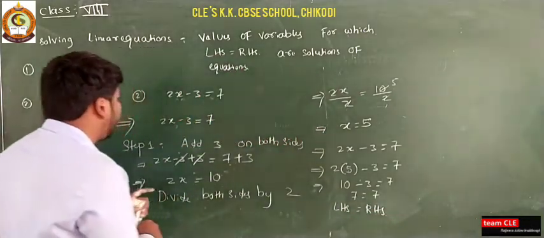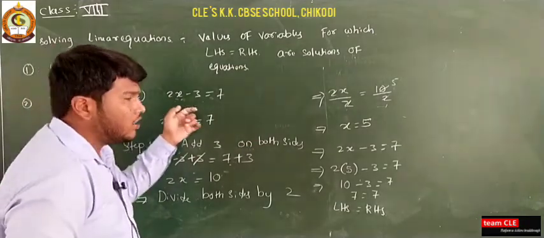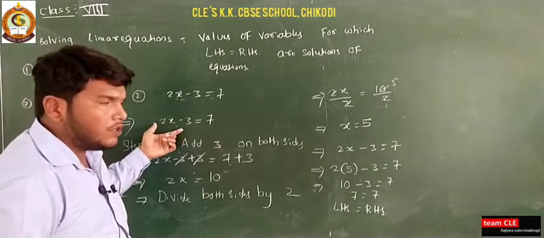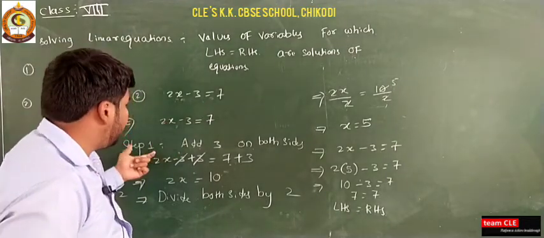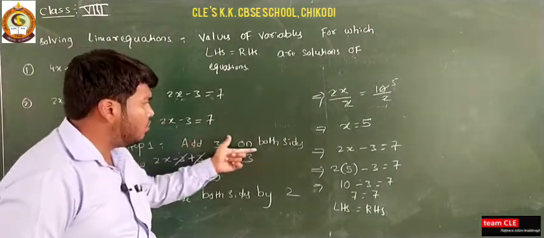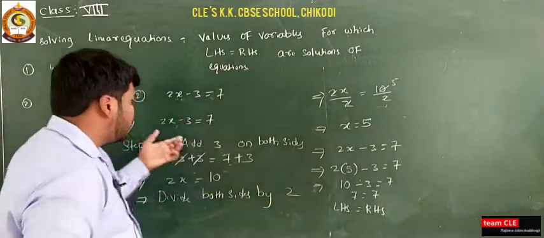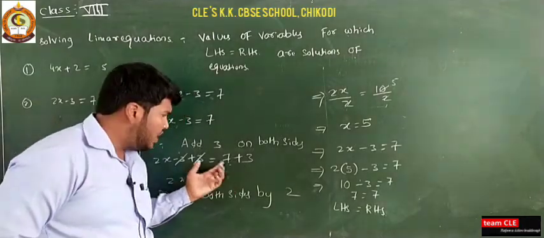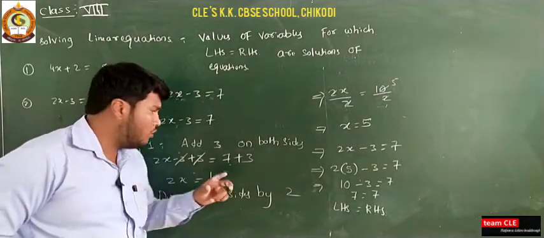Okay, so the first thing I have to do is write the given equation: find the solution of 2x minus 3 which is equal to 7. First write the given thing, 2x minus 3 equal to 7. Step 1, add 3 on both the sides. If I add 3 on both sides, I am getting 2x minus 3 plus 3 which is equal to 7 plus 3. You just have to add plus 3 on both the sides.